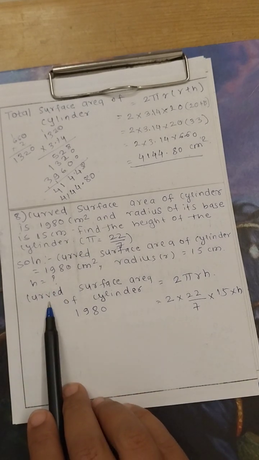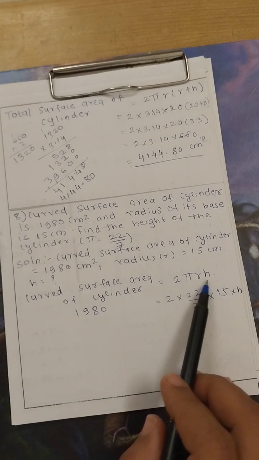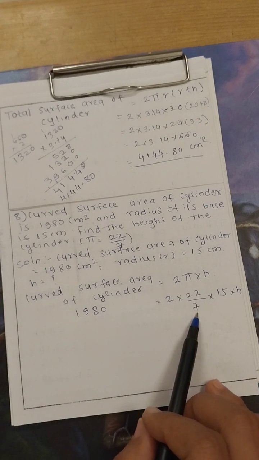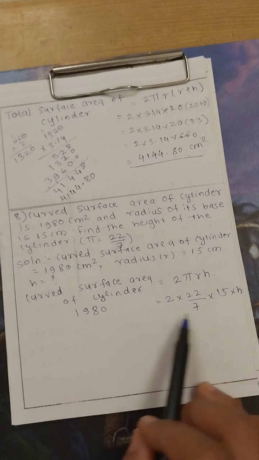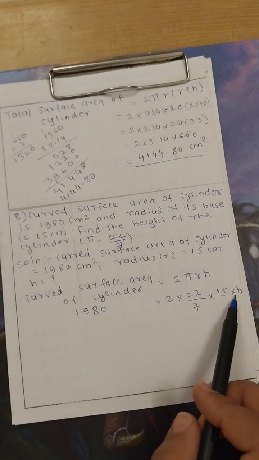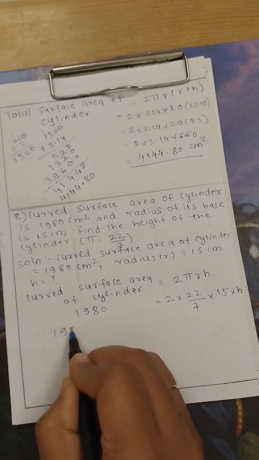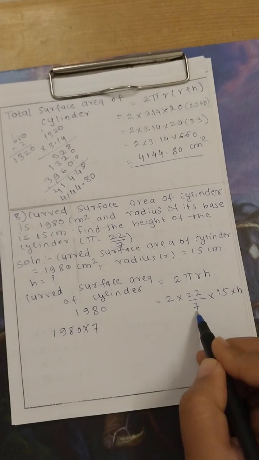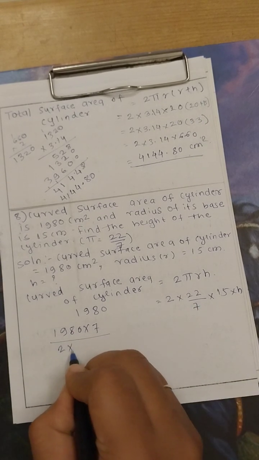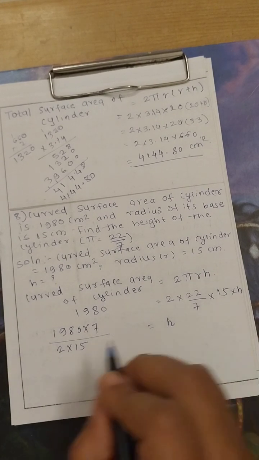Just put the formula. Curved surface area of cylinder is equal to 2 pi r h. They told us to use pi is equal to 22 upon 7. Put all the values. 1980 is equal to 2 into 22 upon 7 into 15 into h. Now solve it. 1980 into 7, divided by, the 7 moves to this side, and 2 into 15 is equal to h. Solve it.